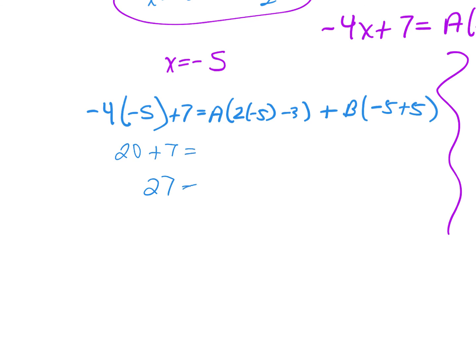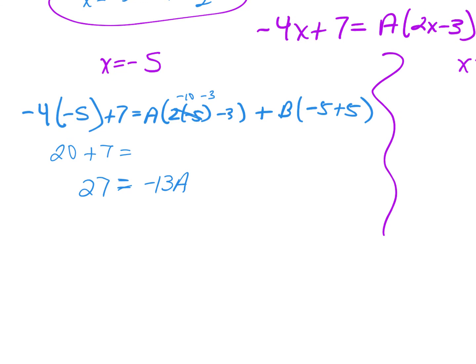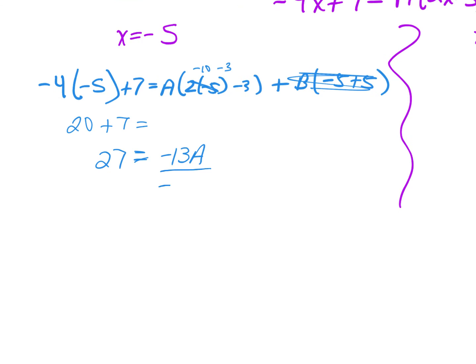Okay, on the right-hand side, 2 times negative 5 is negative 10, right? Minus 3 gives me what? Negative 13. So I have negative 13a. And then what happens with negative 5 and a positive 5? It's 0. 0 times b just cancels out. Good. So in this case, guys, I'm going to divide both sides by negative 13. And a equals negative 13 over 27. Doesn't simplify to anything pretty. Just leave it. It's fine.